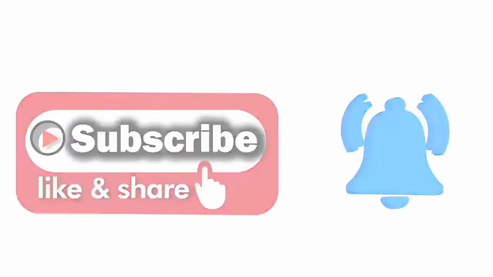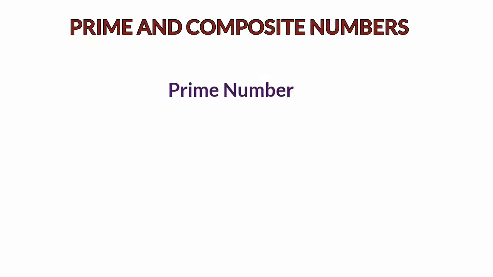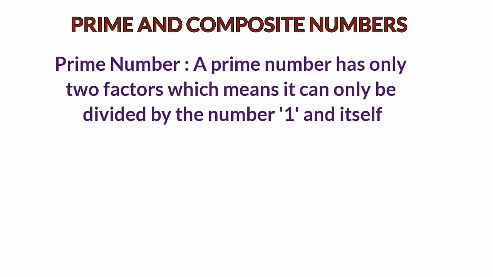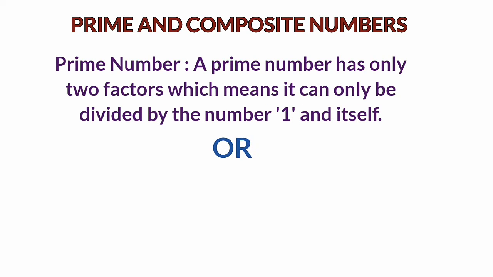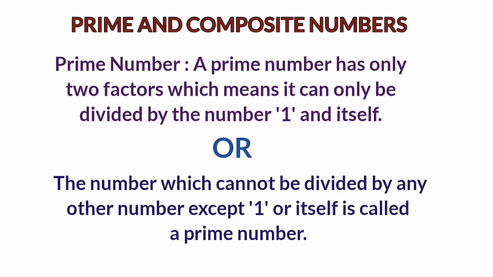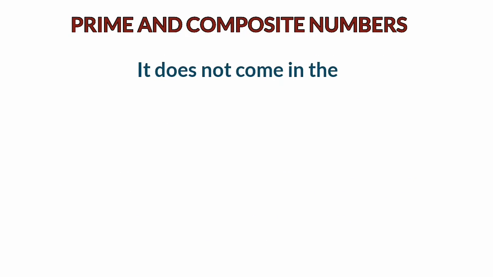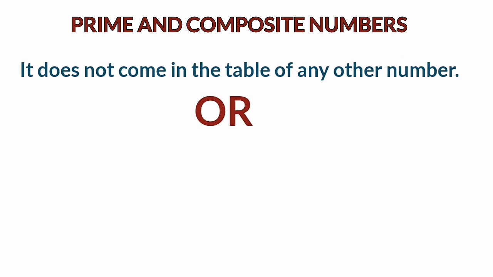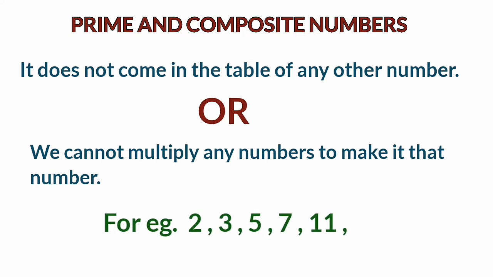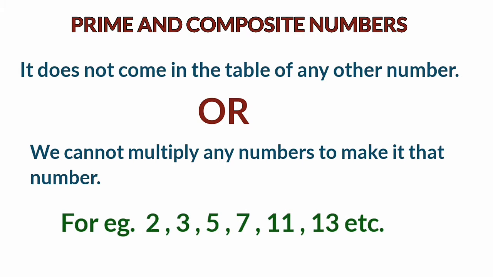Let's start with prime and composite numbers. Prime number. A prime number has only two factors, which means it can only be divided by the number 1 and itself. Or we can say that the number which cannot be divided by any other number except 1 or itself is called a prime number. It means it does not come in the table of any other number, or we cannot multiply any numbers to make it that number. For example, 2, 3, 5, 7, 11, 13, etc.